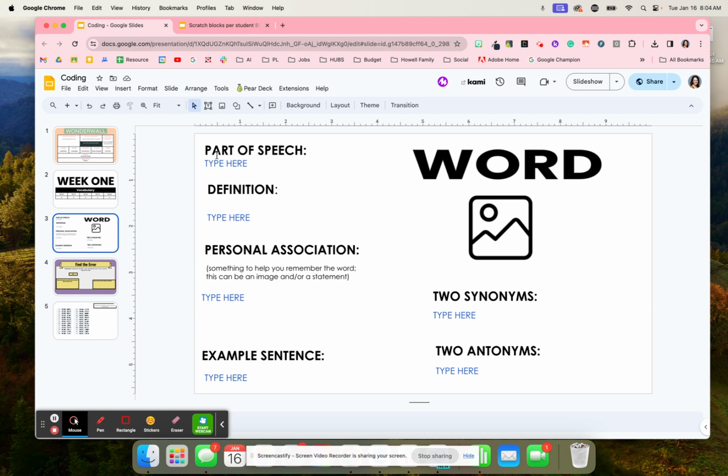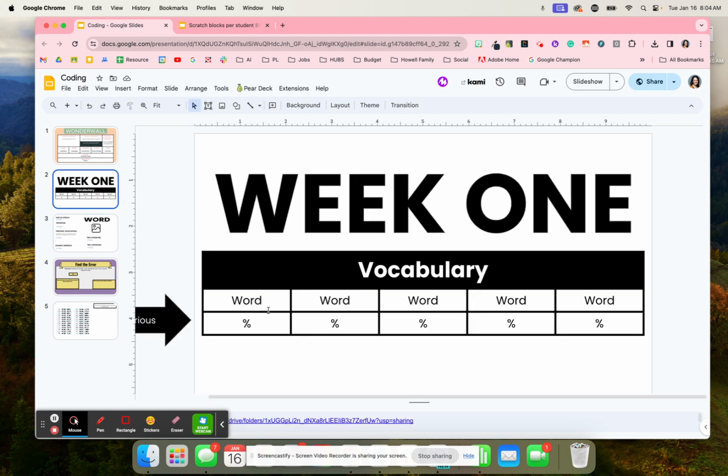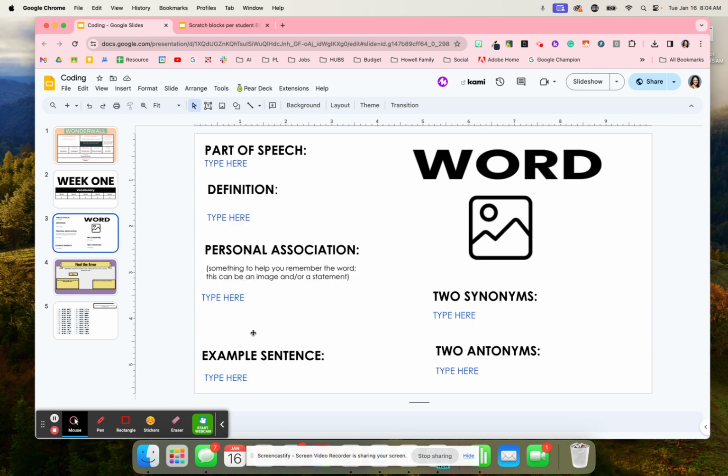Number three, this can help. I would have the students take any of the words that they miss and complete this design or this graphic to help them learn the unknown words when it comes to coding.